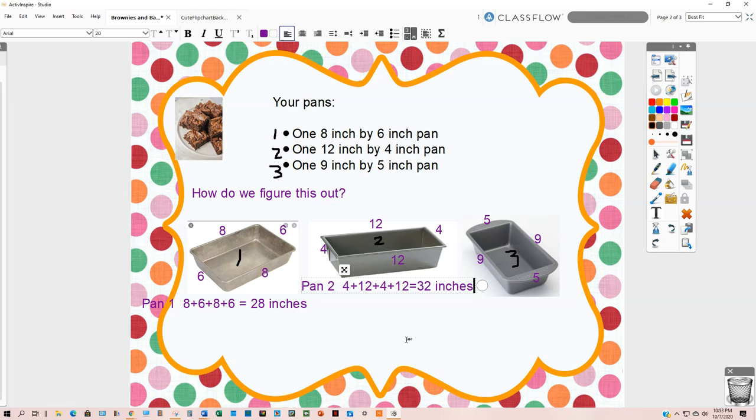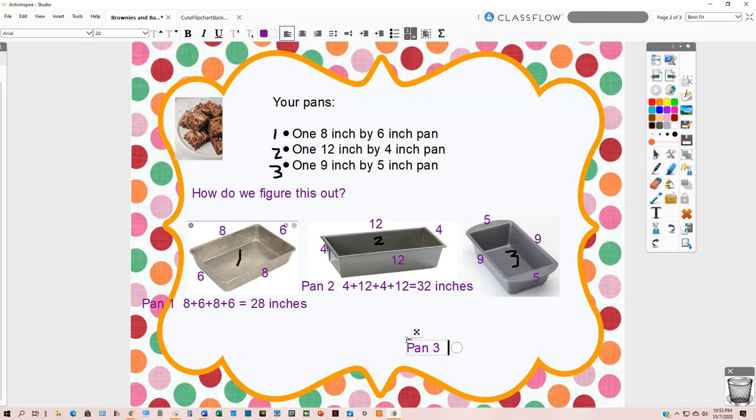Now I have pan 3 that I need to work with. Let me pause for a moment and let you take a guess. Take a look at the numbers. Take a look at the first two that we've already come up with. Will pan 3 be larger or smaller?